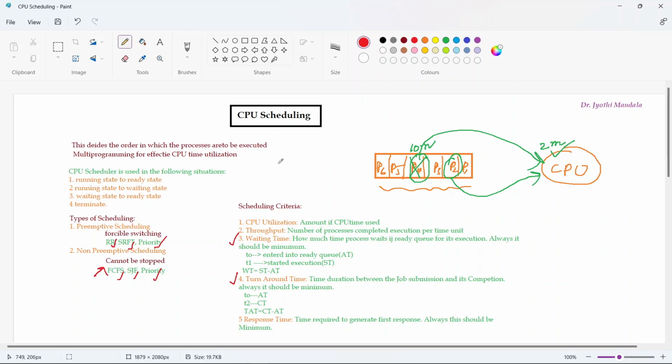So this is a little bit of introduction about CPU scheduling: what CPU scheduling actually is, what the different types of scheduling algorithms are, and what scheduling criteria we are considering.